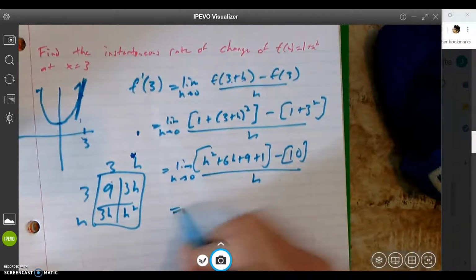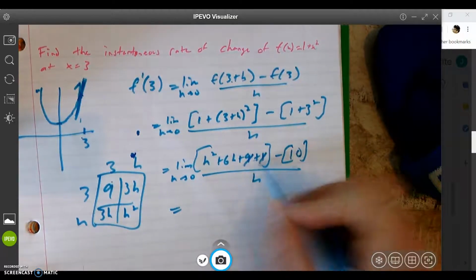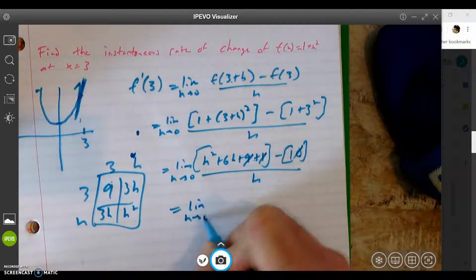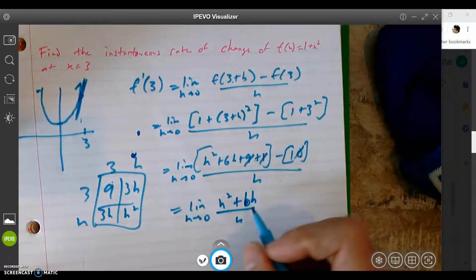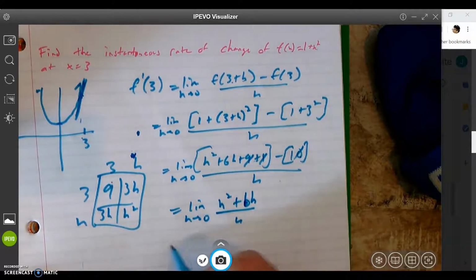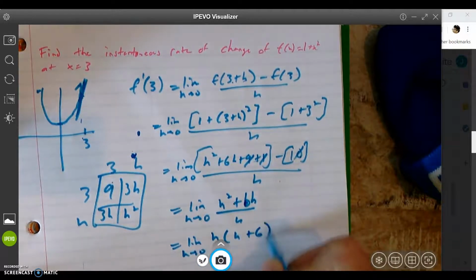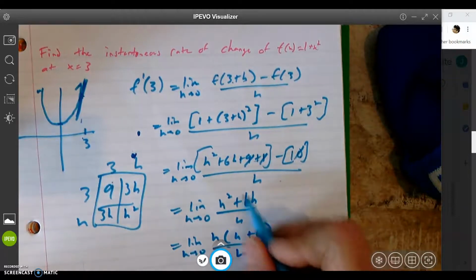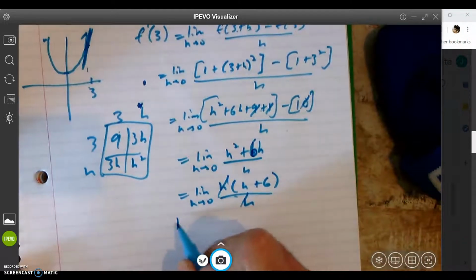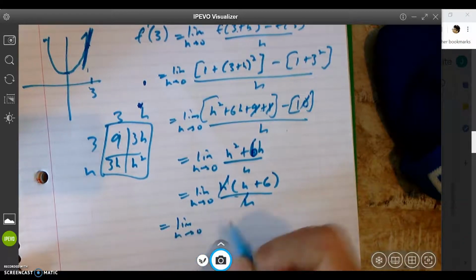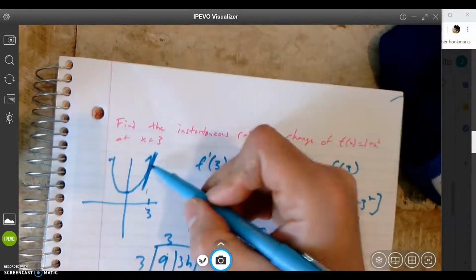Looking good. Okay. So equals, this is 10 minus 10, which is 0. So the limit as h approaches 0 of h squared plus 6h over h. What do I do now? Oh yeah, factor out an h. That's what I did last time. Equals the limit as h approaches 0 of h plus 6 over h. This is 6, by the way, sorry. Now h divided by h is 1, and the limit as h approaches 0 of, now you plug in 0, is 6. So this slope right here is 6.